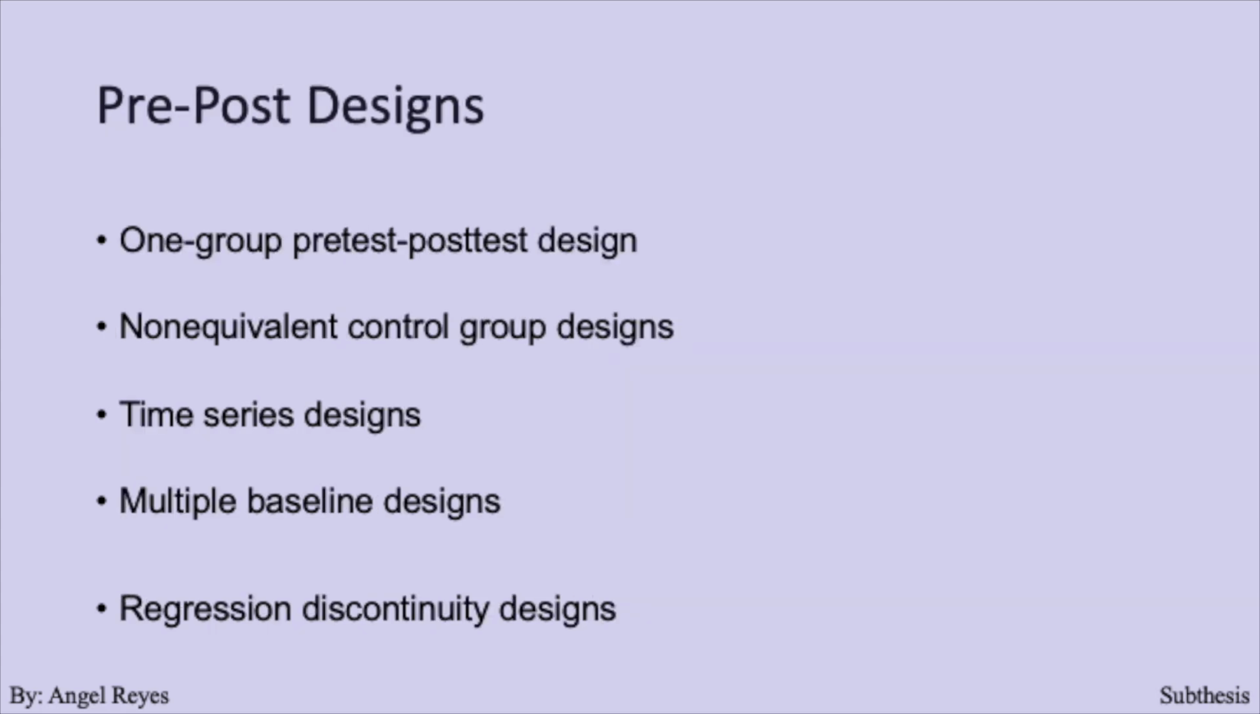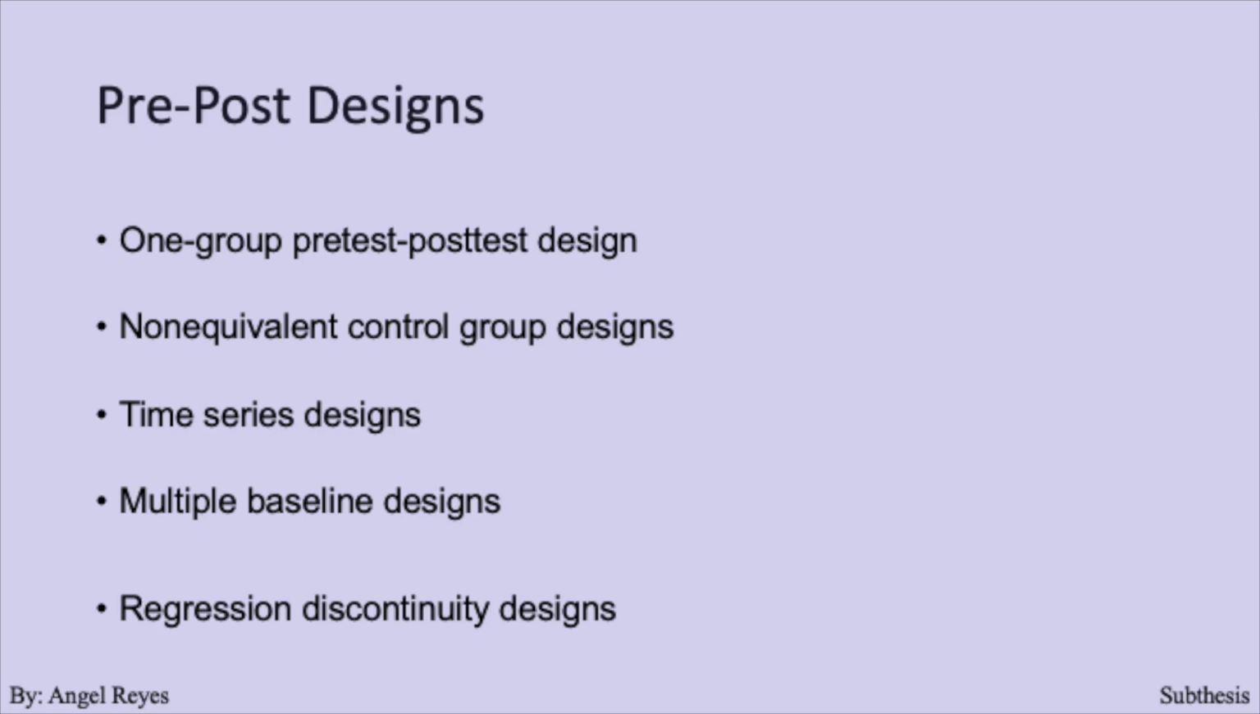Various pre-post designs form the backbone of quasi-experimental research. The simplest is the one-group pretest, post-test design, measuring outcomes before and after intervention without a control group. Non-equivalent control group designs add comparison groups that weren't randomly assigned. Time series designs involve multiple measurements over time to establish trends before and after intervention.